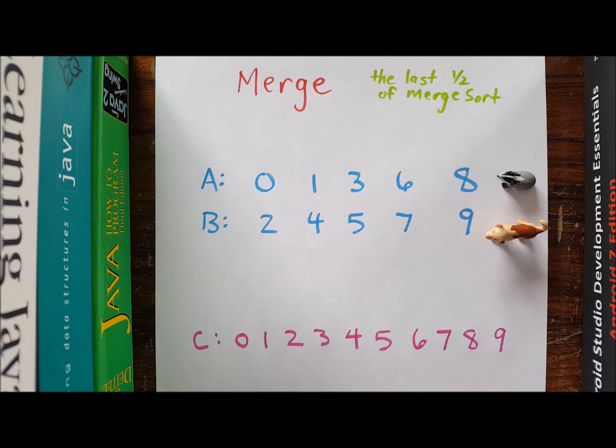This process requires you to go through each array once to make this one array, so it is an order n algorithm. It takes one loop to build this.